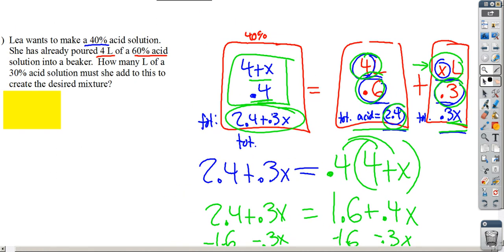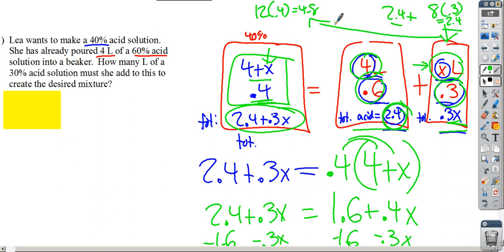It will. So if you plugged in 8 right here, you'd have 12 liters at 40%, and that's going to be 4.8. You plug in 8 right here, you'd have 8 liters at 0.3, which is 2.4. We already knew that this is 2.4, so 2.4 plus another 2.4 gives us 4.8. So it should be that she added 8 liters.